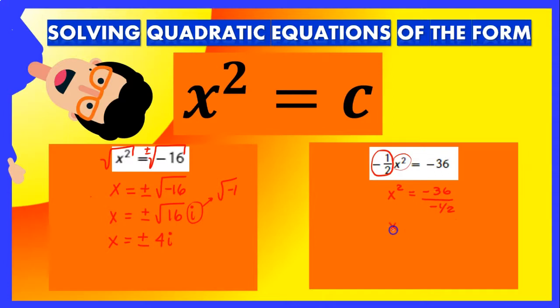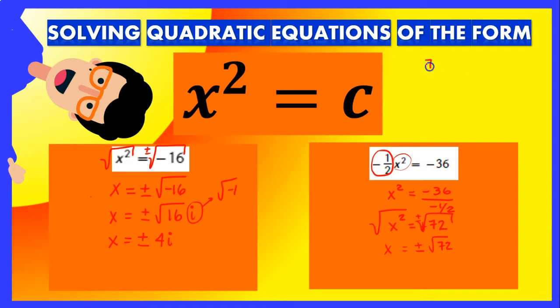And whenever we do that, we have x to the power of 2 is equal to minus 36 divided by minus 1/2, and that's going to be positive 72, right? So now we're going to have a positive number, and we're going to take the square root out of both sides. So the square root of x to the power of 2 is x, and then we have our plus or minus, and then we have the square root of 72.